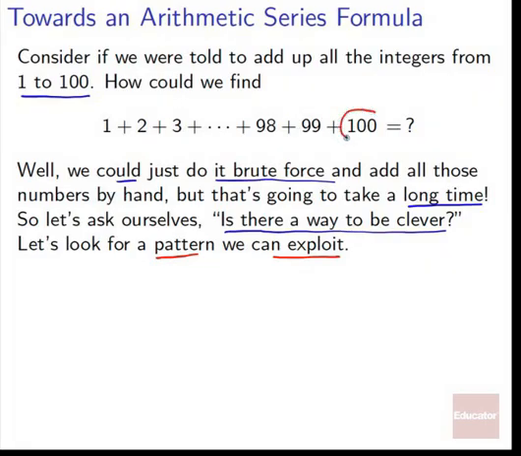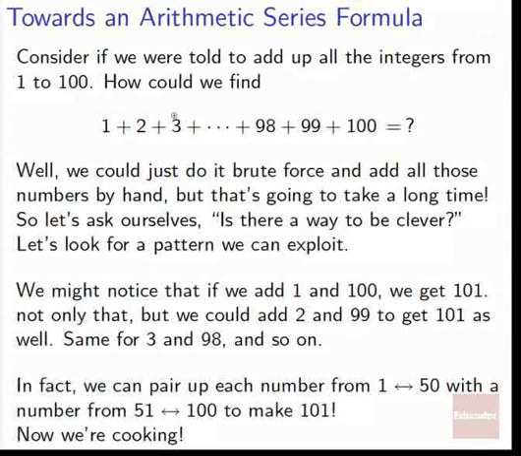And hopefully at some point we'll notice, hey, here's 100, here's 1. If we add them together, we get 101. But not only that, if we use 99 and 2, hey, we get 101. If we add 98 and 3, we get 101. If we keep working our way in, we're going to keep adding things up to 101, 101, 101. So 1 and 100 make 101, 2 and 99 make 101, 3 and 98 make 101, and so on and so on.